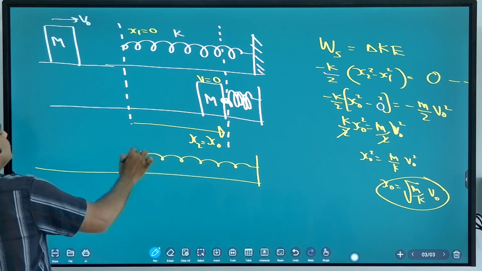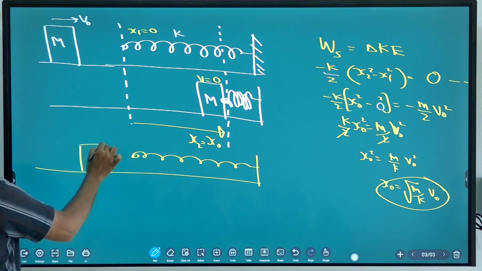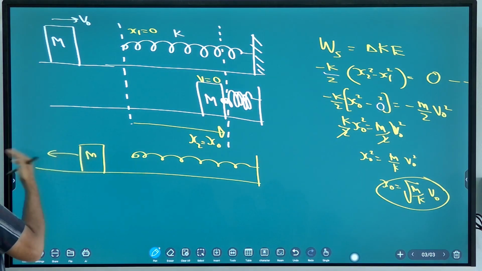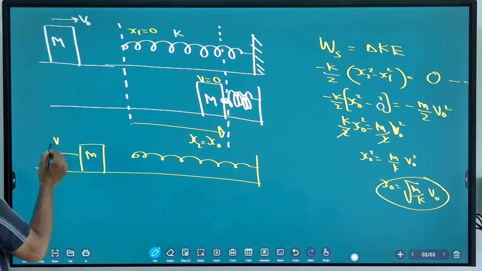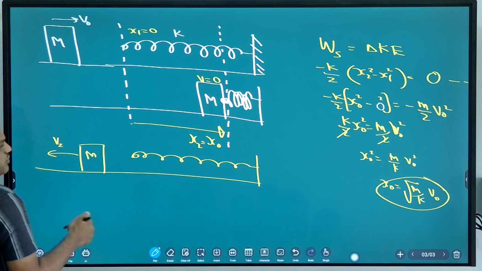Again the spring will come to its natural state. And where will the block move now? It will move to the left side. With what speed will it move? The same speed. We can find it. Suppose it is going with v2.